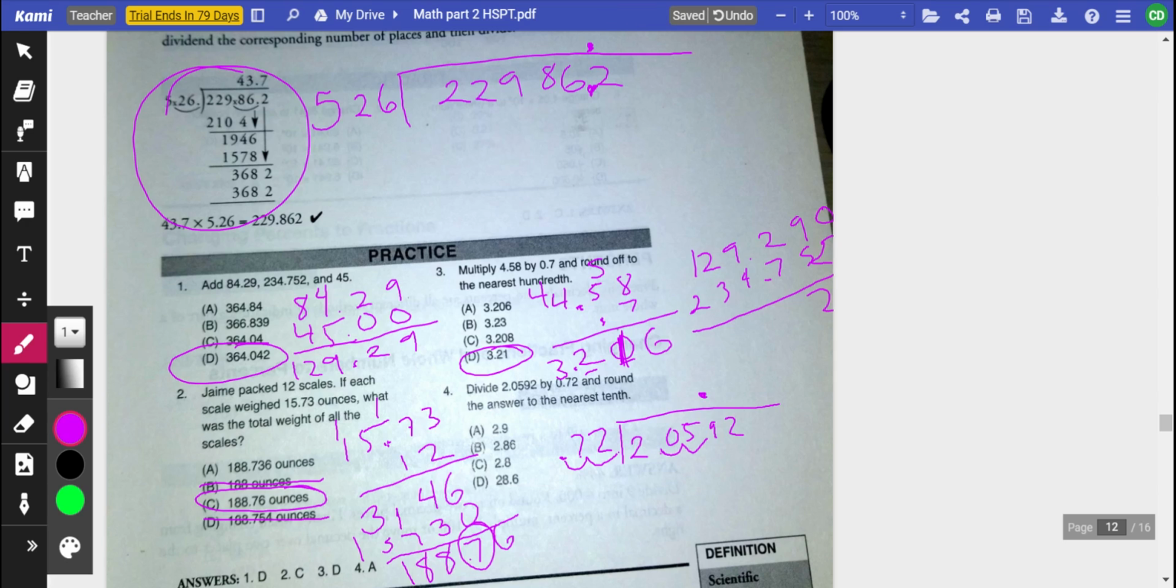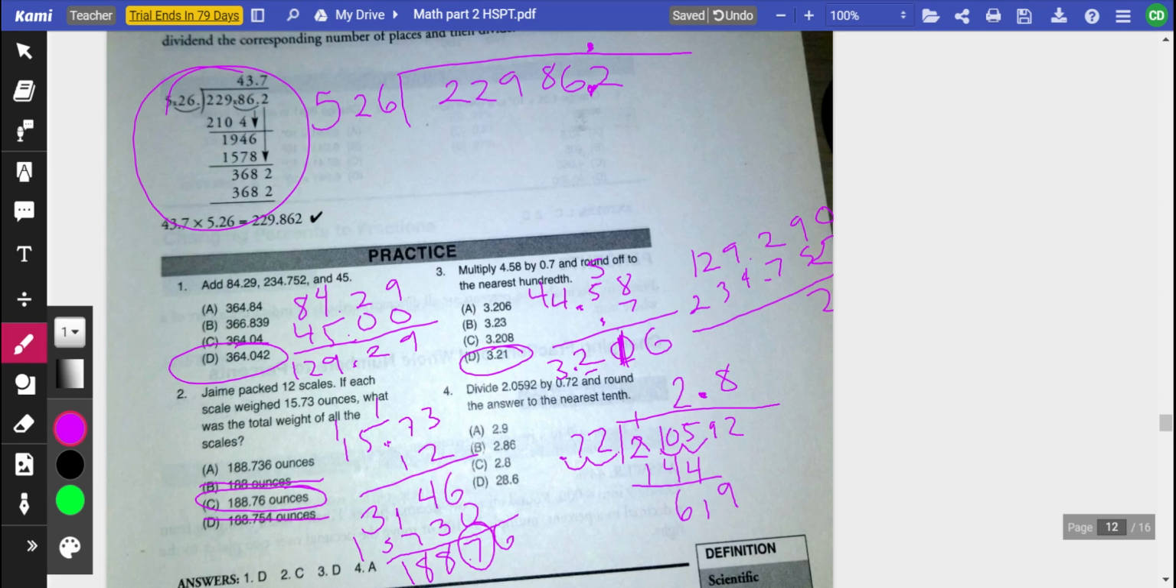How many groups of 72 are in 205? 2. I end up with 2 times 2 is 4. 2 times 7 is 14. I end up with 144. I'm going to do a little bit of cleanup math here. 5 minus 4 is 1. And then I'm going to borrow, and I end up with 61. Then I'm going to drop down my 9. So approximately how many groups go into 609? If 2 went into 205, how many do I think is going to go into here? I think it's 8.